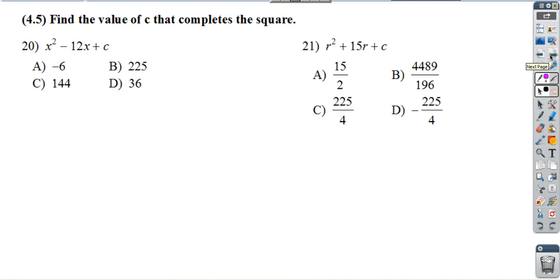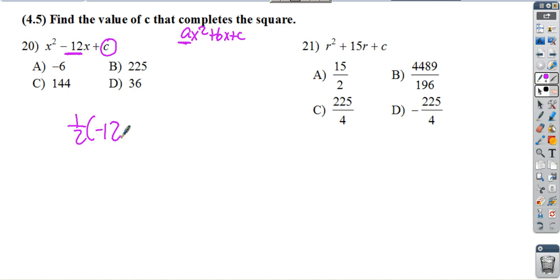Alright, 4.5, completing the square. The pattern for a perfect square is that the last number right here, and by the way, just to recall, this is standard form, ax squared plus bx plus c. When you're completing the square, you need that number a to be 1, which it is for both of these problems. The pattern is to find this number c, I need to take half of this middle number.